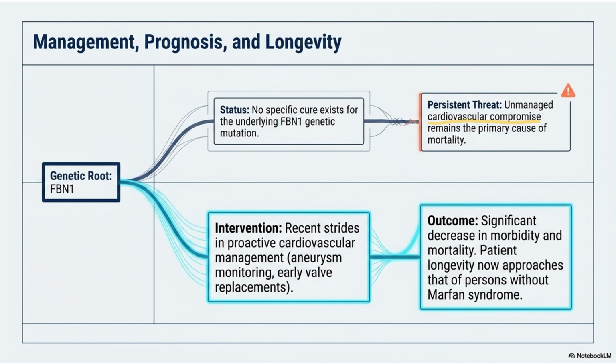So, if you remember only 4 things about Marfan syndrome, remember this. FBN1 gene mutation causes defective fibrillin. Skeletal features include arachnodactyly and long limbs. Cardiovascular complications are the most serious, and a high-arched palate is the most common oral finding.